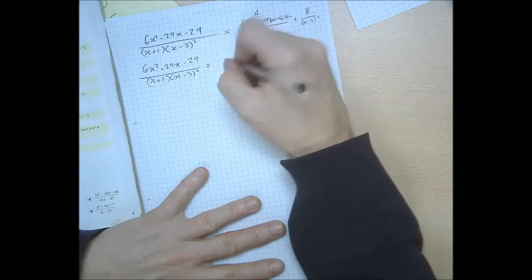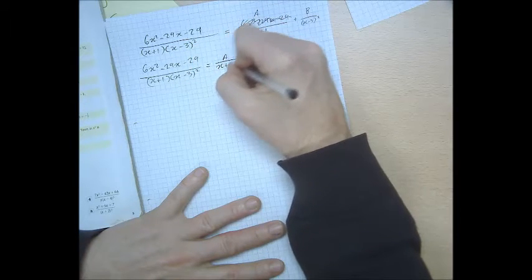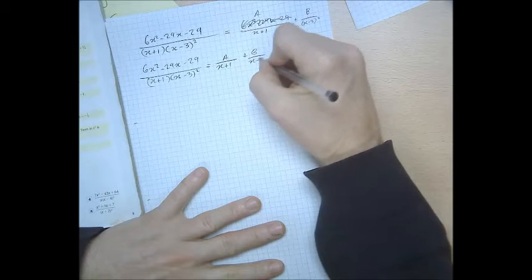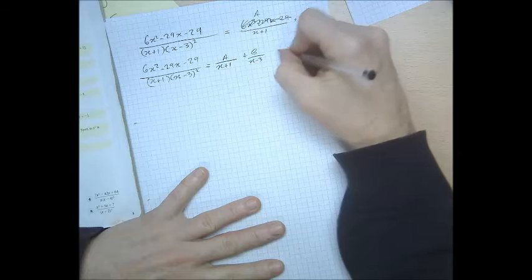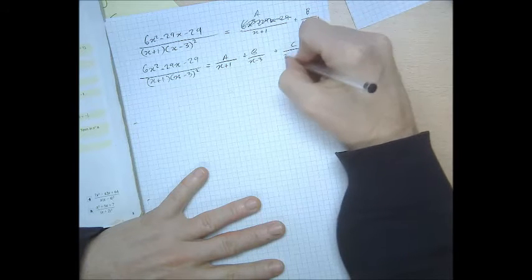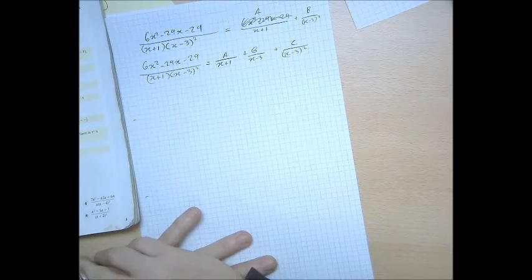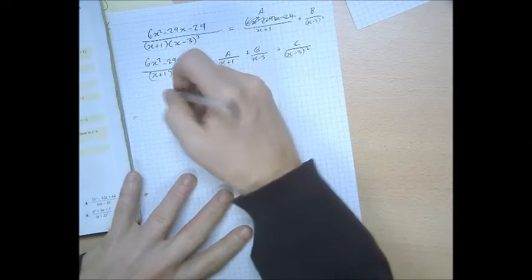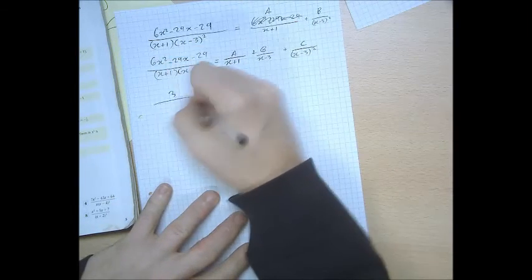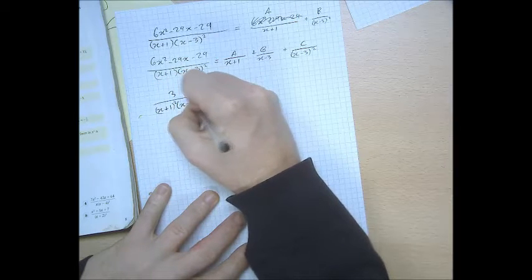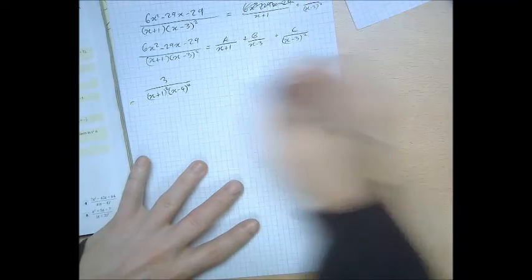You should set it up as just A over the non-repeated factor, then B over the other factor, non-powered, and then C over the other one squared. Okay, it's probably not so clear what I'm doing there, but let's say this was the question. Let's say you had this absolute beast. The template for that is this.